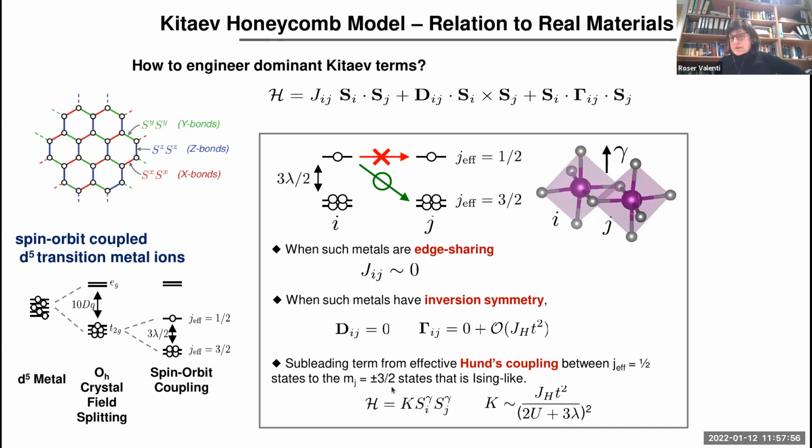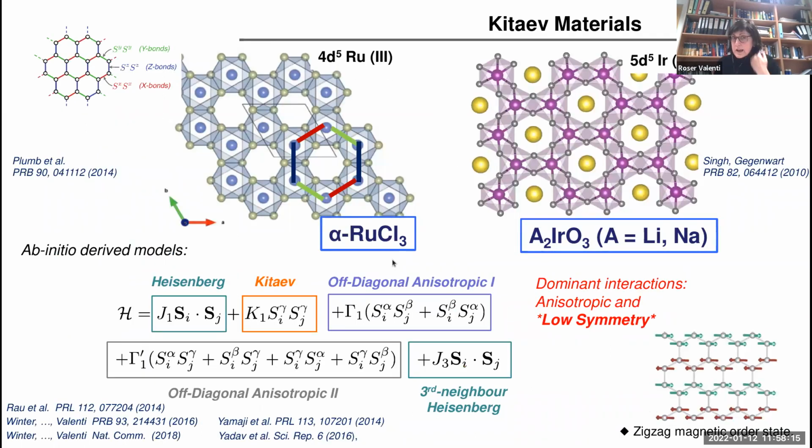In fact, the plus minus 3/2 orbital. So therefore this is an Ising interaction, and the coupling is directly dependent on the Hund's coupling. So in fact, the Kitaev interaction is an interaction which has its nature in the multi-orbital character of these systems. So there has been a lot of work, experimental and theory, trying to find materials to realize this physics. And these are some examples of them.